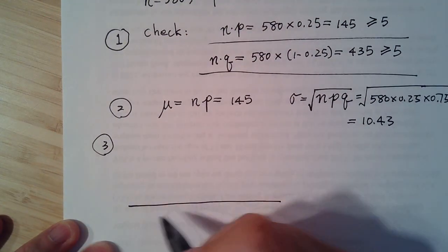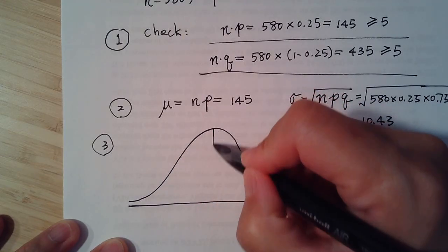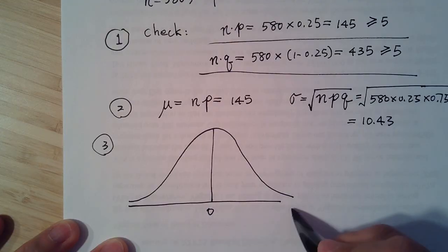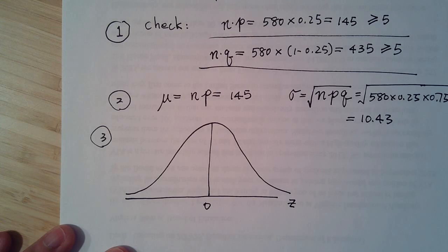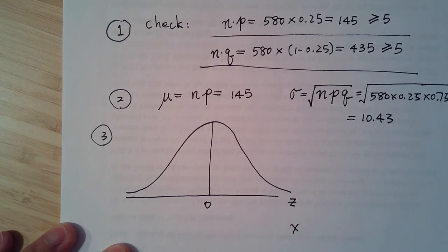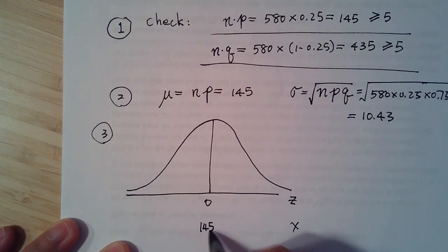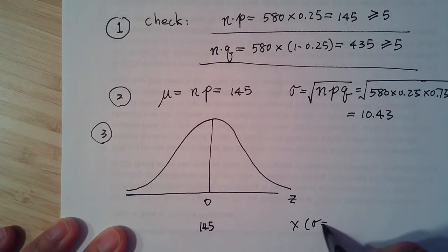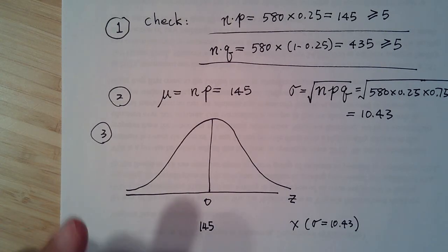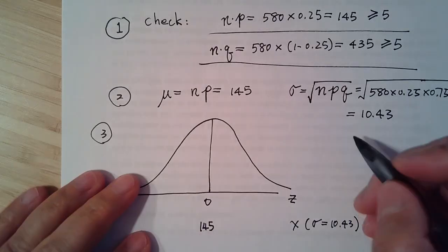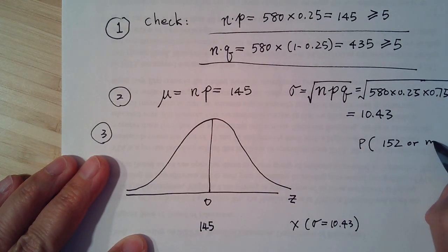Step 3, draw the curve. I want to see the graph. Here's a 0, here's a z, because we're going to use a standard normal distribution. However, for the x, we have the mean, which we calculated, 145. And the standard deviation I write at the end, which is 10.43. What we're looking for? We ask for the probability of 152 or more.